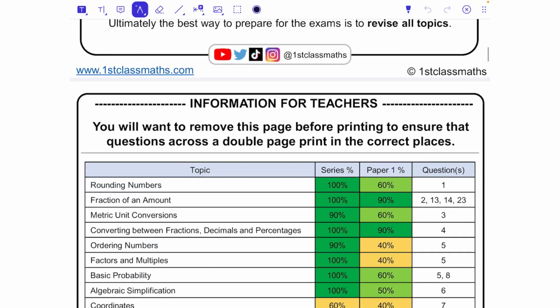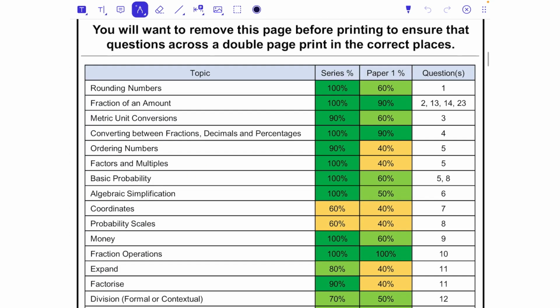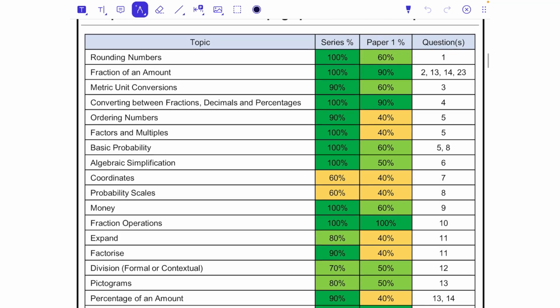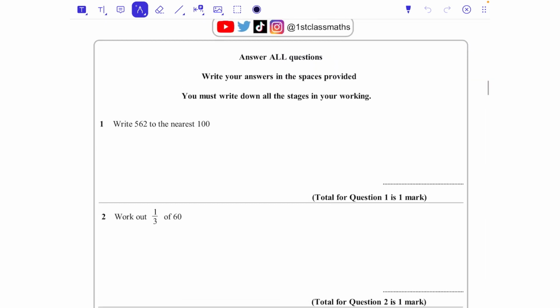So there's a lot of detail on how the paper has been put together, but it's a lot of the content that's appeared in the previous years. So really good paper to do, great revision, and hopefully you enjoy it.